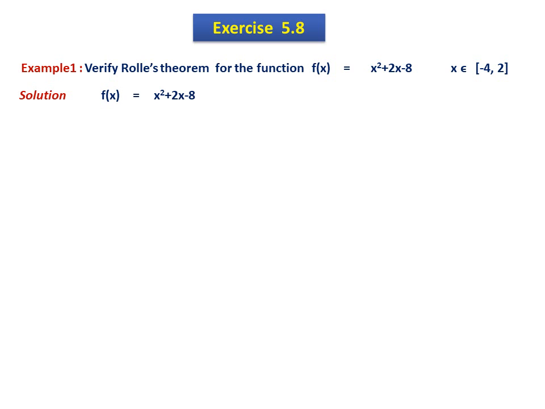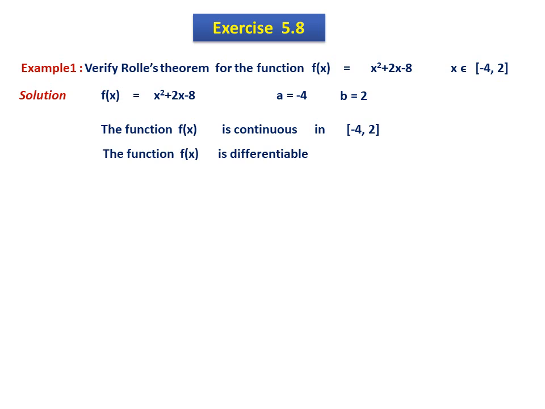Exercise 5.8, first question. Verify Rolle's theorem for the function f of x equal to x square plus 2x minus 8, x belonging to closed interval minus 4 to 2. So what is the method? Let us write f of x equal to the given function x square plus 2x minus 8, then a is minus 4, b is 2. Now the function f of x is continuous in the interval minus 4 to 2. We know that it is a polynomial function and every polynomial function is continuous. Therefore you have to write it, that's all.